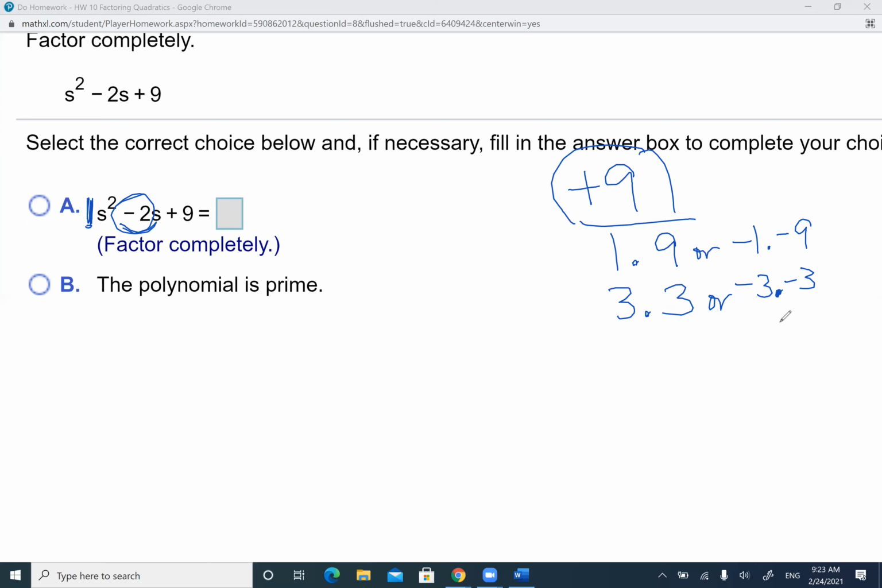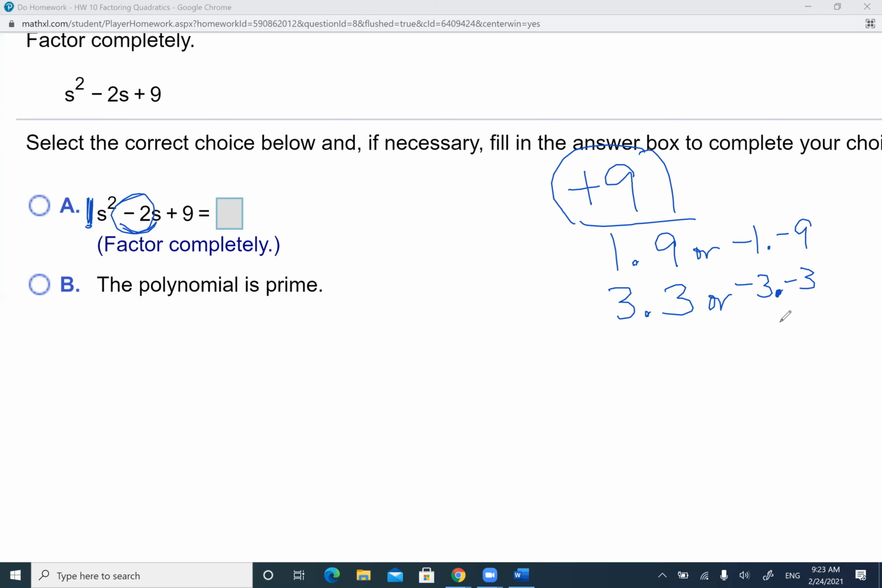None of those add up to negative 2, right? Because negative 3 plus negative 3 is negative 6, negative 1 plus negative 9 is negative 10. None of those add up to negative 2. So that means this is a prime. You can't factor this. Prime means you cannot factor. Okay? Everybody understand that?